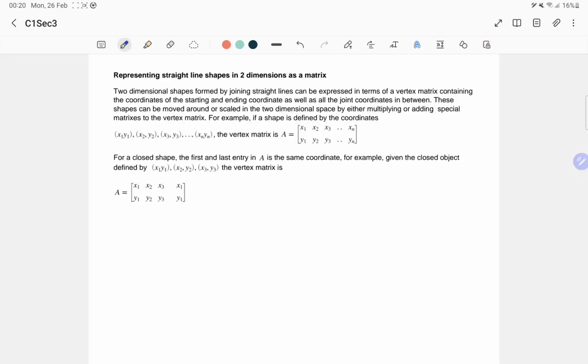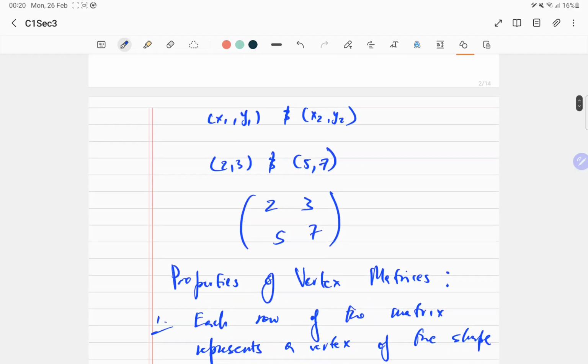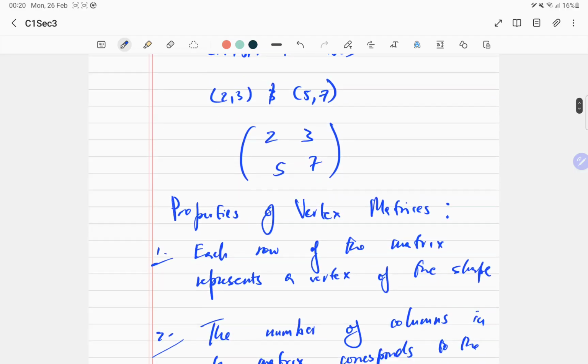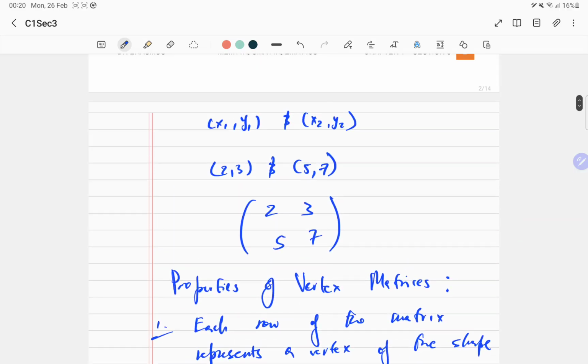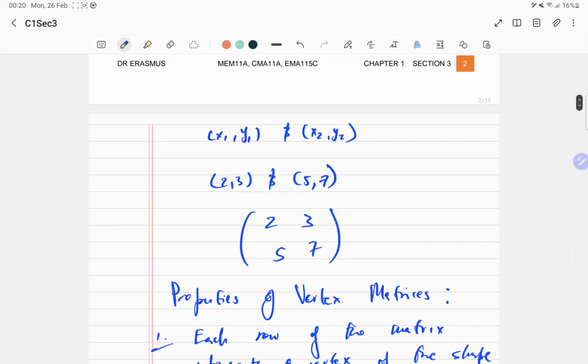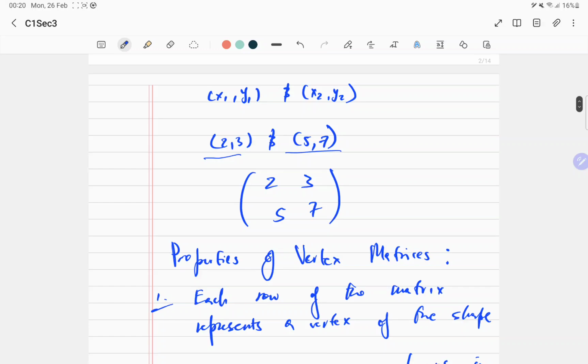Before we go to rotation matrix, I would like to outline something. That is the way we represent the vertex matrix. So I've made examples and I've talked about properties of vertex matrices. So the example that I made was of the vertices (2, 3) and (5, 7).